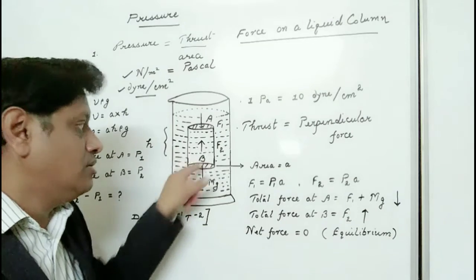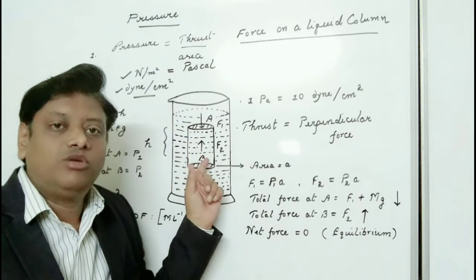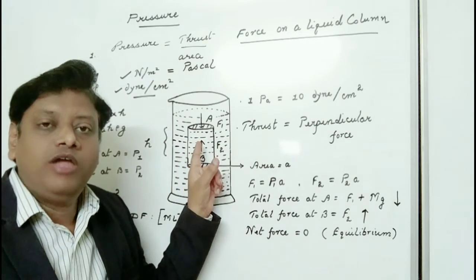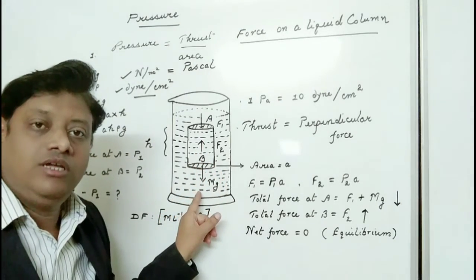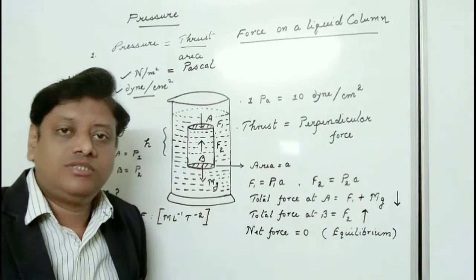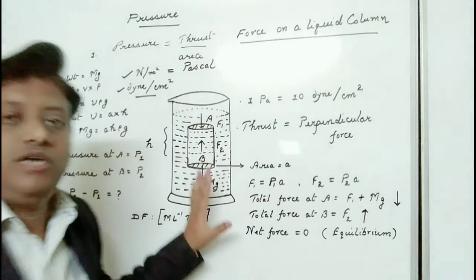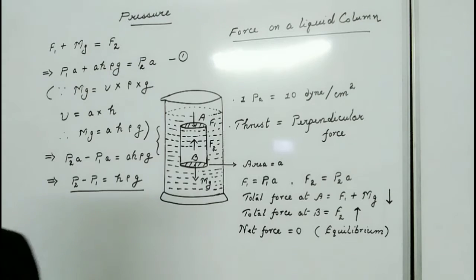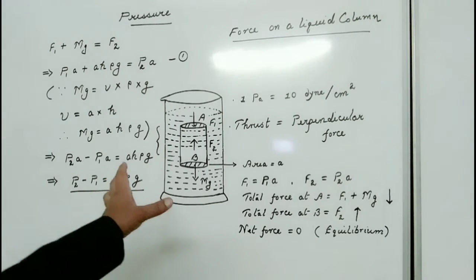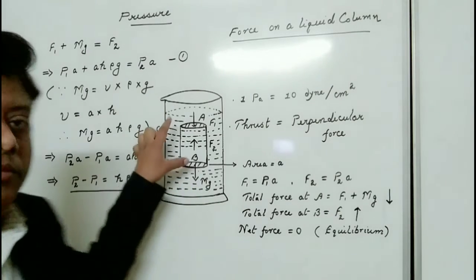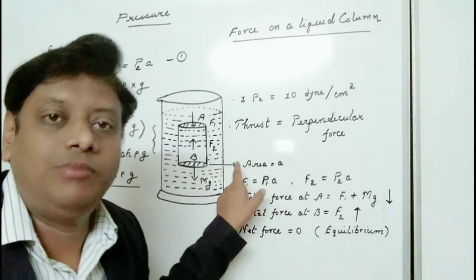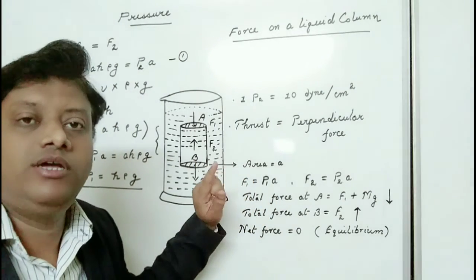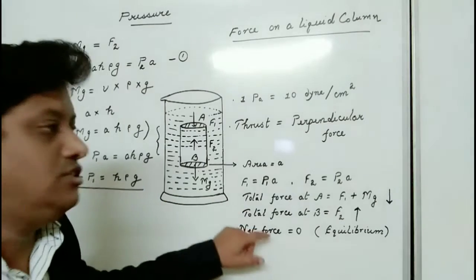Now this particular volume of water also has some weight, and that weight we represent by mg. This mg is acting in the vertically downward direction. So three forces, F1, F2 and mg, are acting on the cylinder, which is present in the bulk of the liquid, that is, on the imaginary cylinder. Now we are balancing these three forces.